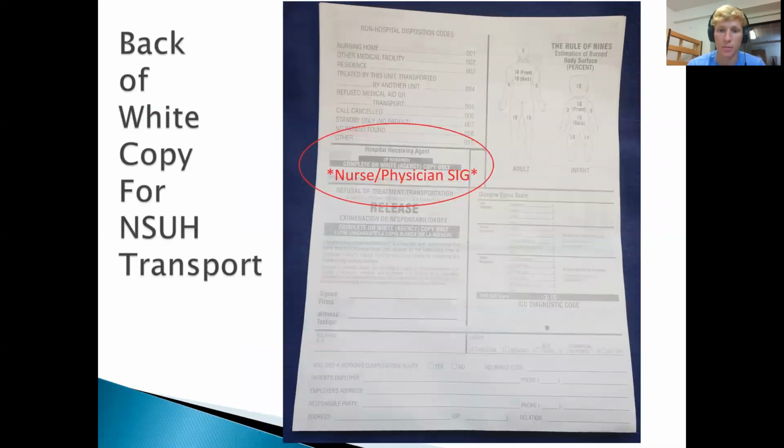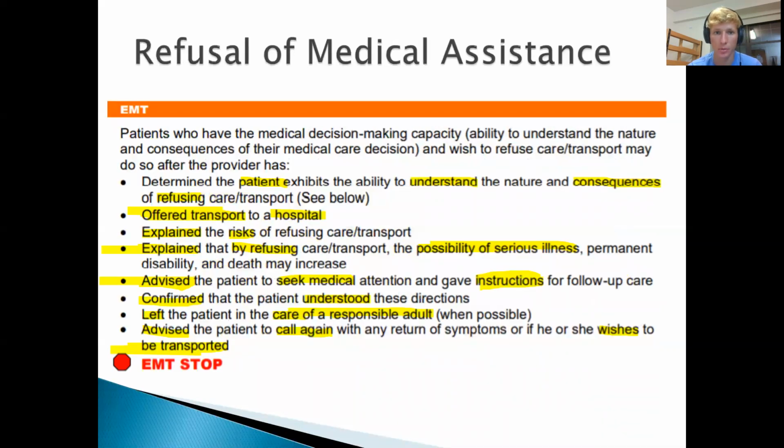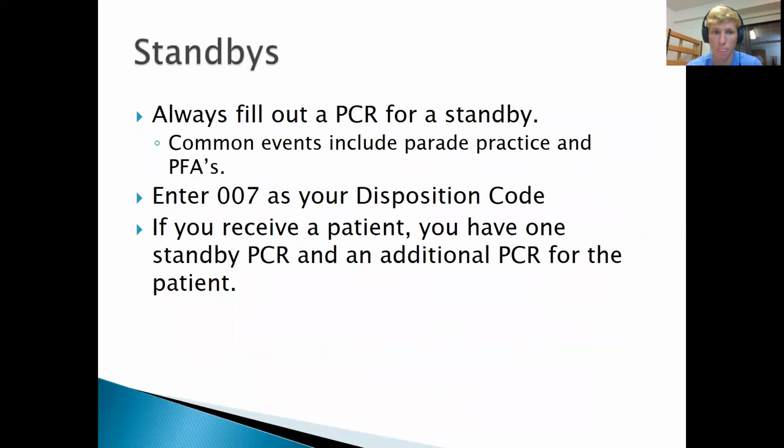And this one is an example of a transfer to North Shore University Hospital. So the nurse or physician is going to sign that hospital receiving agent signature up there, where it's circled and starred. This is a review of RMA. Please pause the video if you need a review, and please pause the video if you need a review of what to tell the patient if they decide to refuse medical assistance.